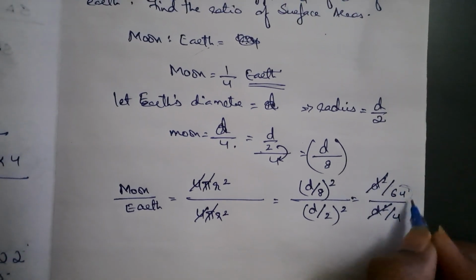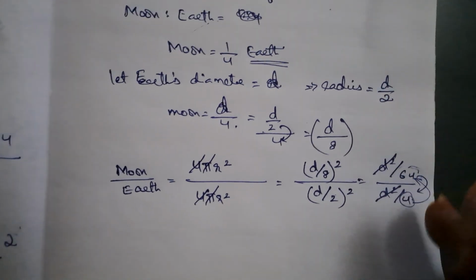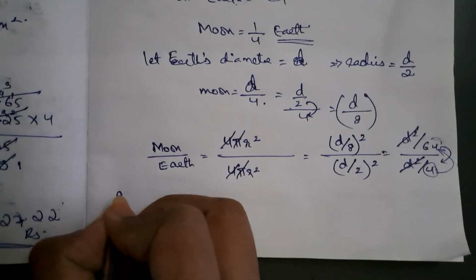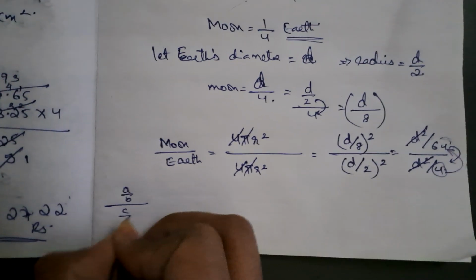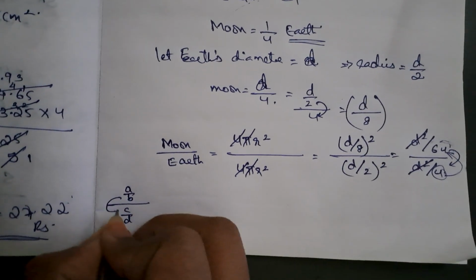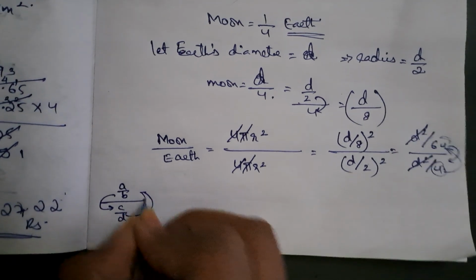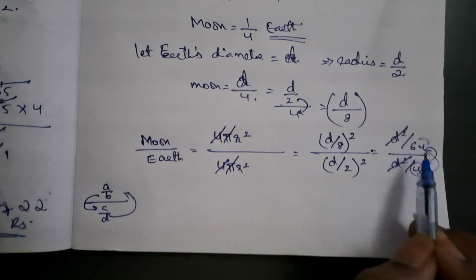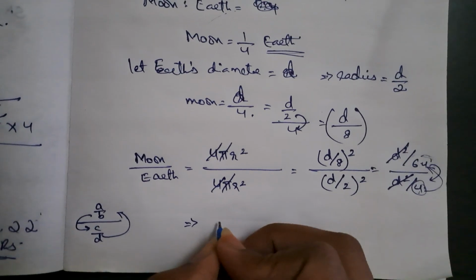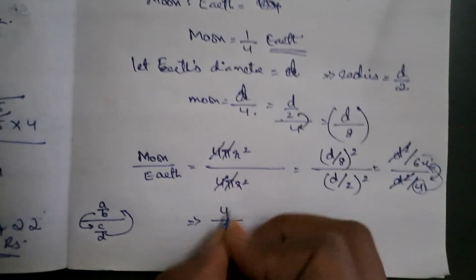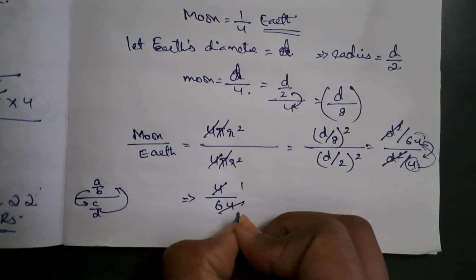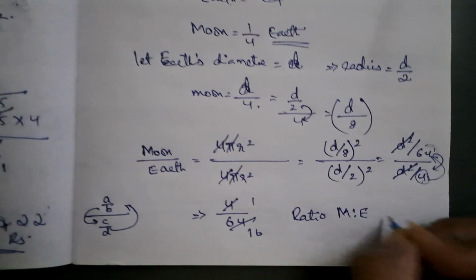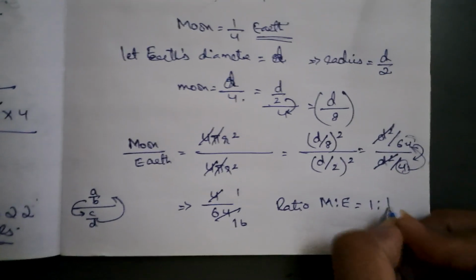The denominator of this one will come up and the other will go down. Why is this happening? I'll show it to you. If I have a by b whole divided by c by d, the denominators will shift their position. The denominators are required to shift the position. It becomes then 4 upon 64. That is 4 one times and 16 times it goes. So the ratio of moon to earth surface areas is 1:16.